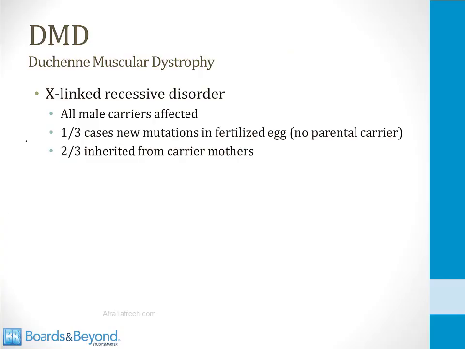So we'll start by talking about Duchenne muscular dystrophy, which is the most common form of muscular dystrophy. It's an X-linked recessive disorder, and it has all the usual features of X-linked recessive disorders that I discuss in the video on pedigree, so all male carriers are affected. A third of cases are due to new mutations in the fertilized egg. In other words, there is no parental carrier that passes on a mutated X gene. In 2/3 of cases, the X gene that is abnormal in the son is inherited from a carrier mother.